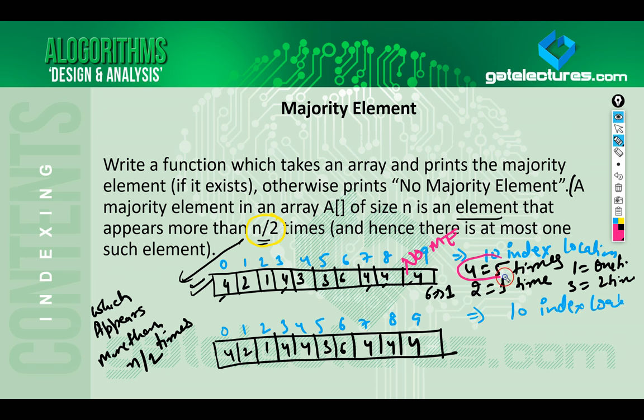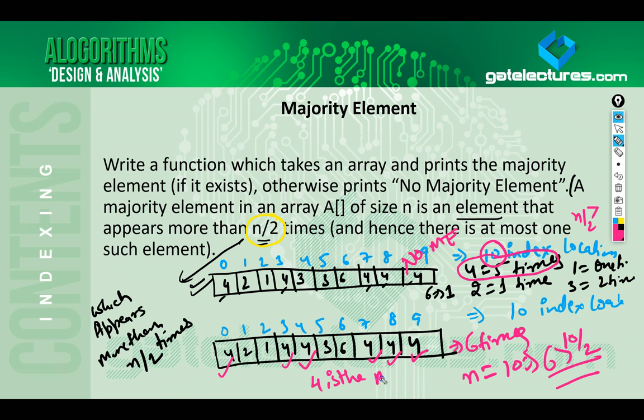Why? Because even though 4 appears 5 times, it is not appearing more than n by 2 times. For an element to be a majority element, it should appear more than 5 times, which means at least 6. If 4 exists 6 times, then it can be a majority element. In the second case, how many times does 4 appear? It is 1, 2, 3, 4, 5 and 6. So it appears 6 times, where the total numbers are 10, therefore it appears more than 10 by 2 times, which is 5. Therefore, here 4 is the majority element.